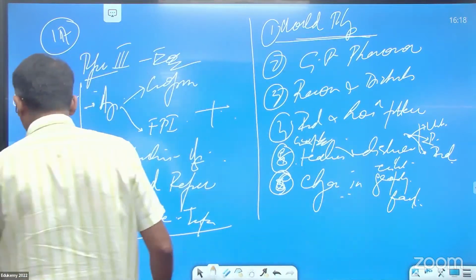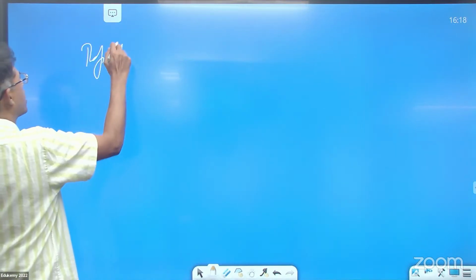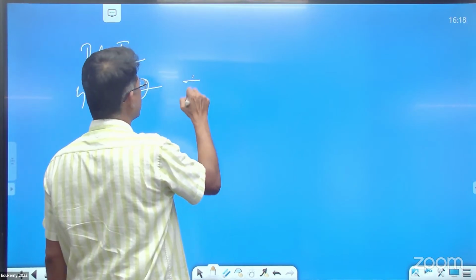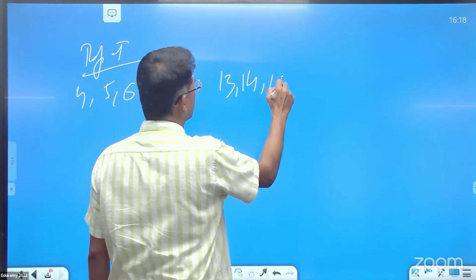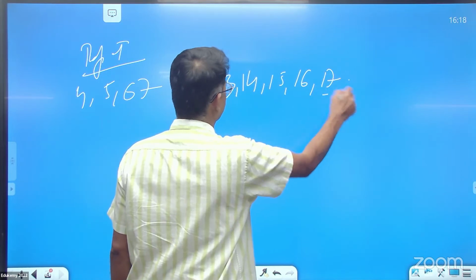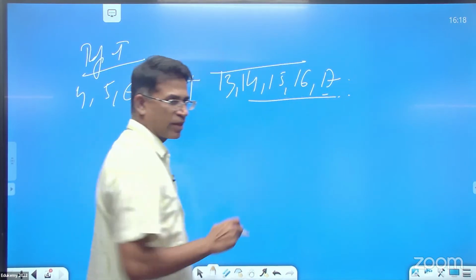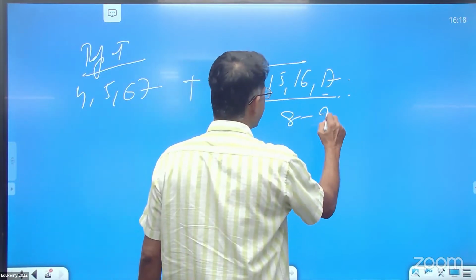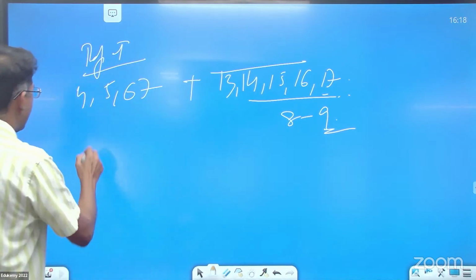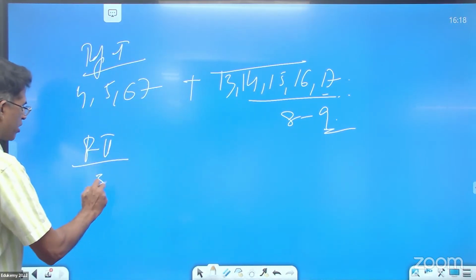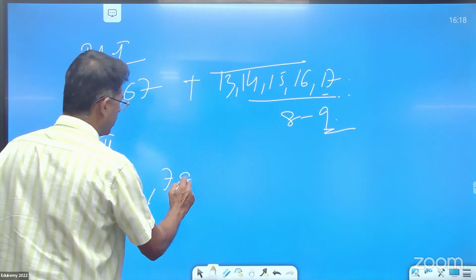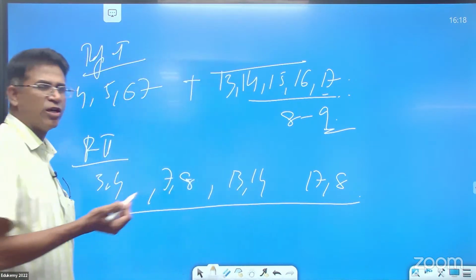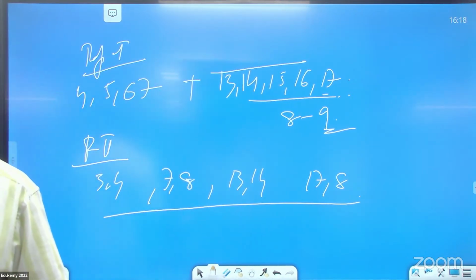Okay, so what are the questions? Paper 1 में it is 4, 5, 6, 7 and plus 13, 14, 15, 16, 17. Either these 4 or these 4. Okay, plus एक random number रहता है. So around 8 to 9 questions आते हैं paper 1 में. And in paper 2, question number 3, 4, question number 7, 8, question number I think 13, 14 and 17, 18. Generally, these are the questions around geography, environment and disaster management.